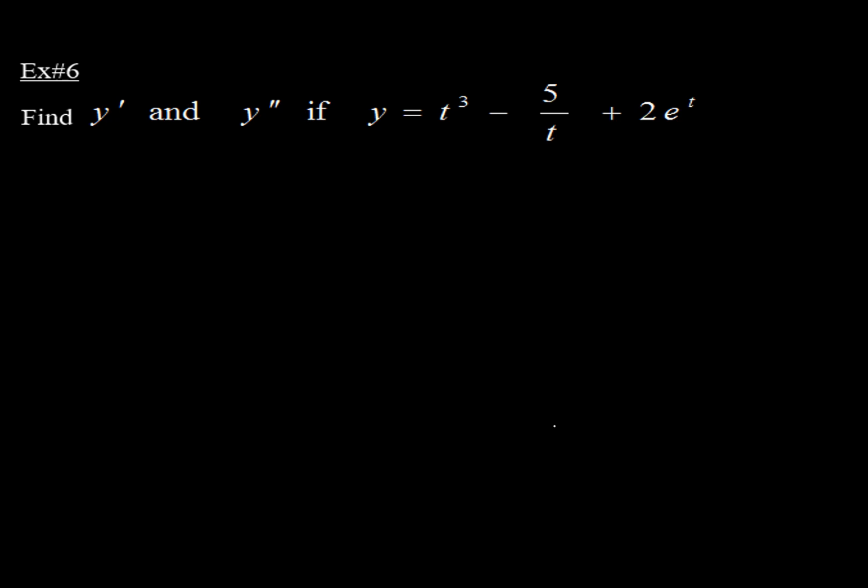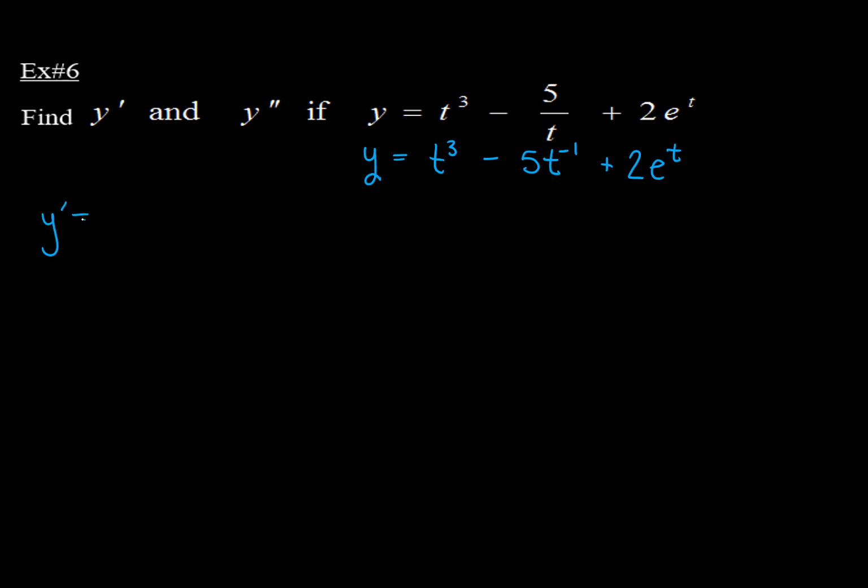Sometimes we need to find more than one derivative. So when that's the case, the first thing I would do is rewrite your original function so that it's easier to differentiate. So like for this one, the only thing I'm going to rewrite is that 5 over t. I'm going to write that as 5 times t to the -1.